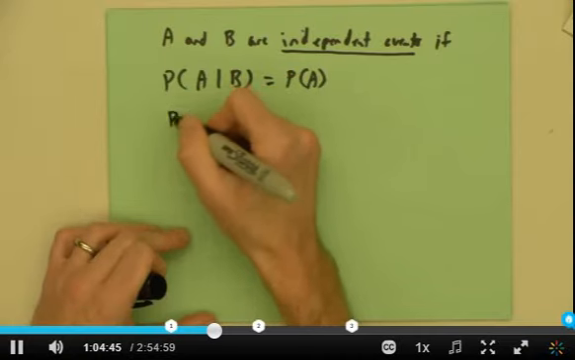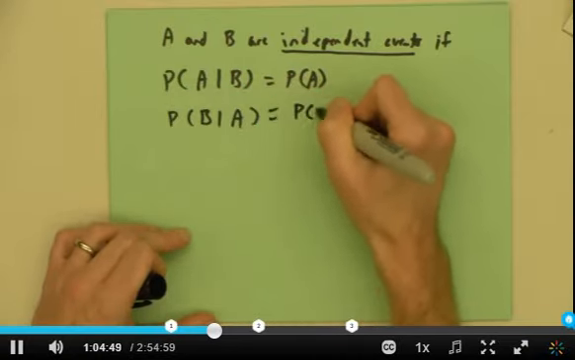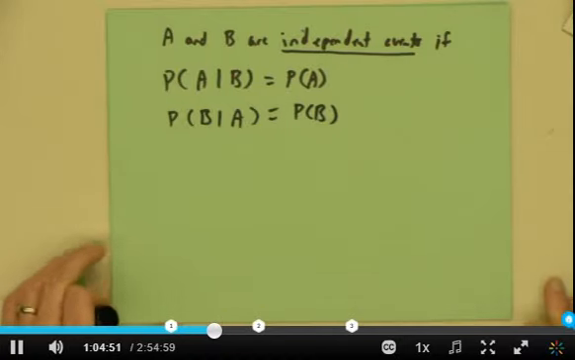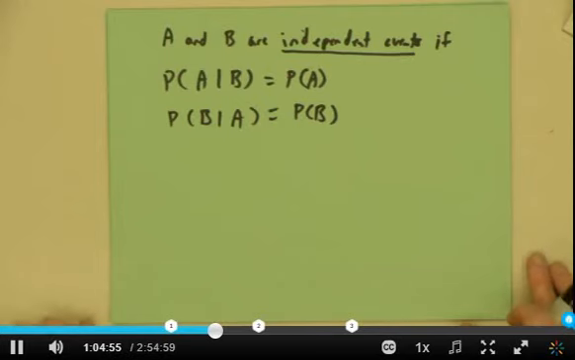Right? Similarly, if they're independent, the probability of B given A is the same as the probability of B without any conditions. Because, again, A and B are independent. They don't influence each other at all. So knowing that A happened doesn't help me with figuring out whether B does. Right? The probability of B is the same whether A happened or didn't happen.